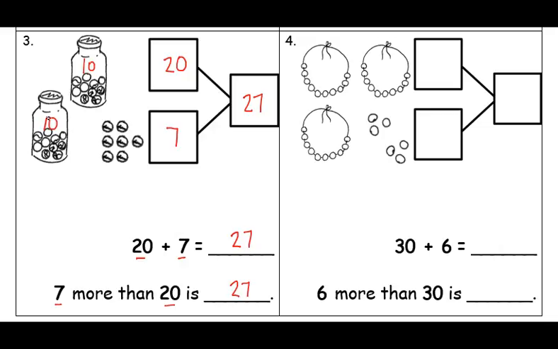In the next picture, I have 3 necklaces. Each necklace has 10 beads. That gives me a total of 30 beads. And then I have 6 more beads. I combine those for a total of 36 beads. That means that 30 plus 6 equals 36. And 6 more than 30 is also 36.